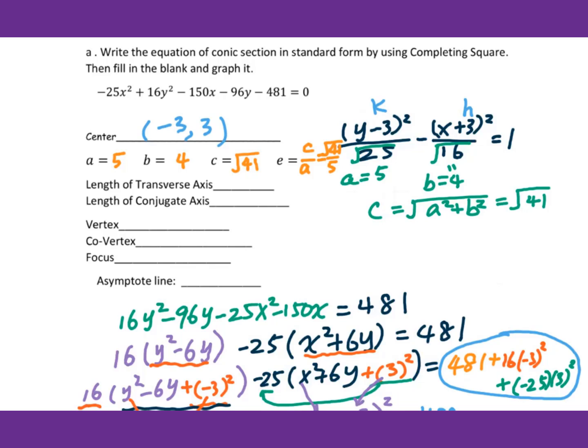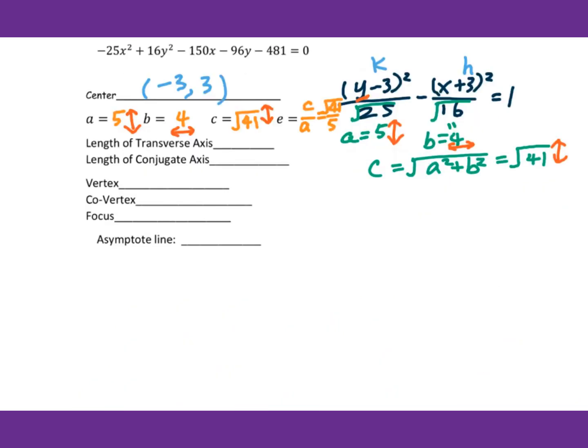For conic sections, the arrow is very important for a, b, c. Since a is below y, therefore it's vertical. b is horizontal. c follows a, so it's vertical. Vertical, horizontal, and vertical. Length of the transverse axis, that is 2a, equals 10. Length of the conjugate axis, that is 2b, equals 8.